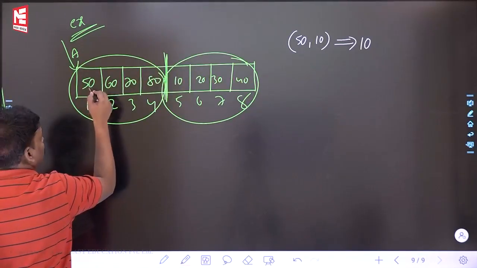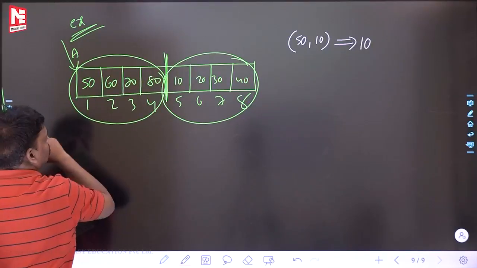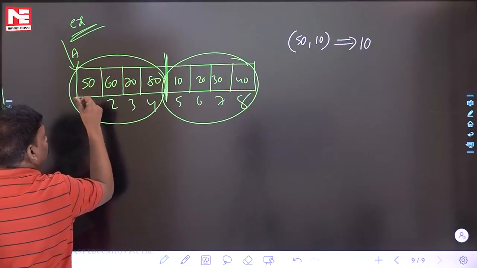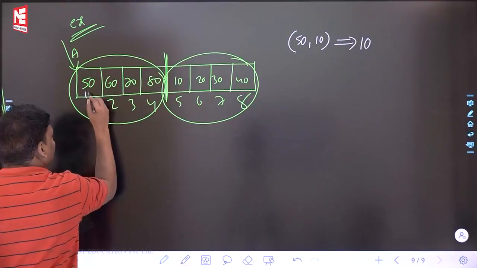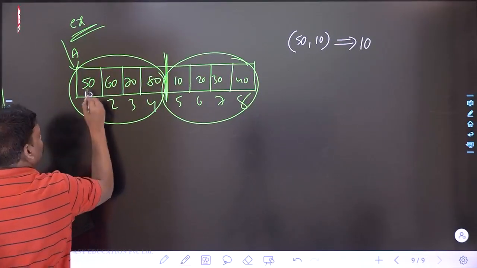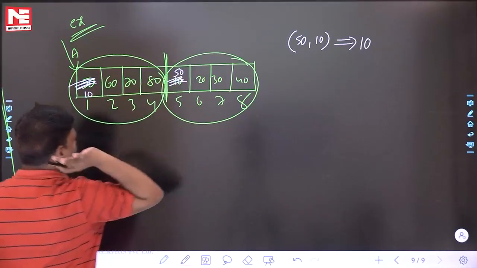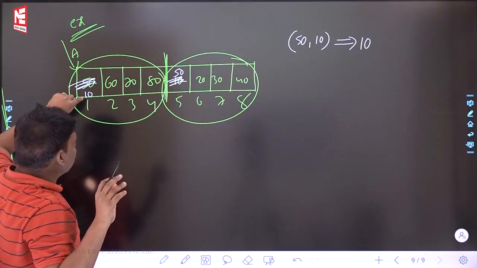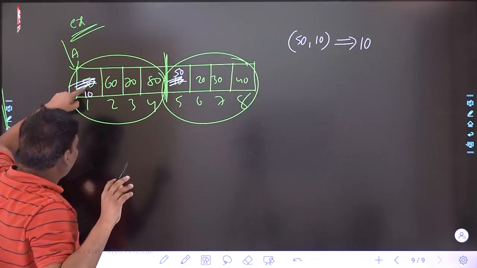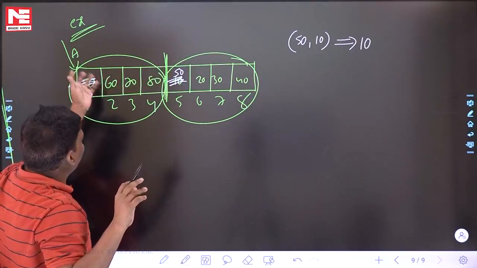Because 10 is the minimum, it should come to first place. But 50 is already in the first place, so the result should come here. Because 10 is the minimum, keep the 10 here and keep 50 here. Just swap it. Yes, I did that. So I kept the result within the same array. But someone was already in this place, so I shifted them. In 10's place 50 came, and in 50's place 10 came.